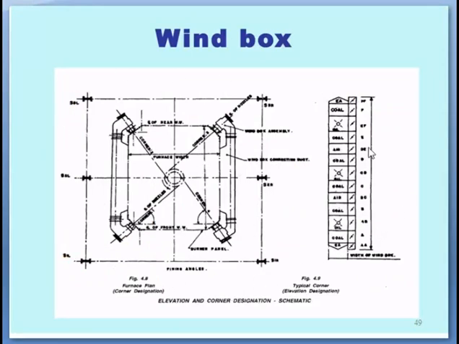This is a schematic of the wind box, a sectional view of the wind box. The detailing will be done in the coming classes. This is the furnace plan, and this is a typical corner elevation. See, it will be in the same fashion at the four corners of the furnace. These are the secondary air dampers. Then ports are opening for the coal air.